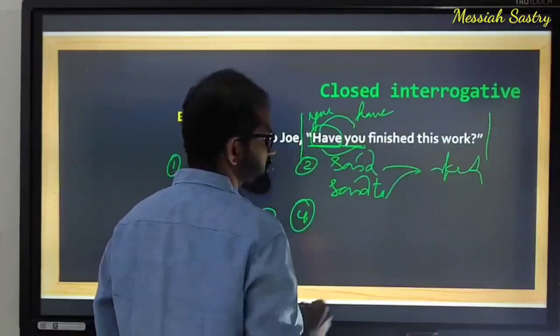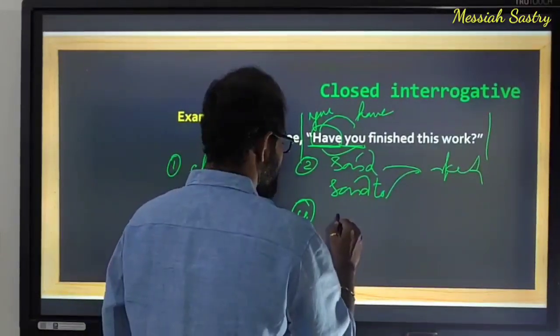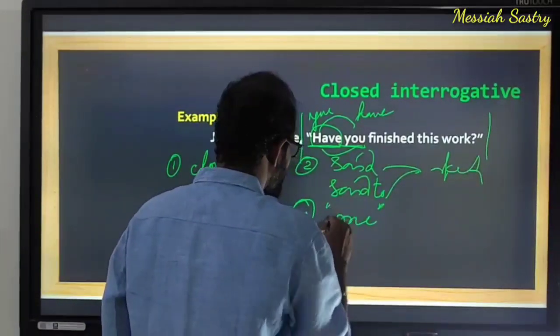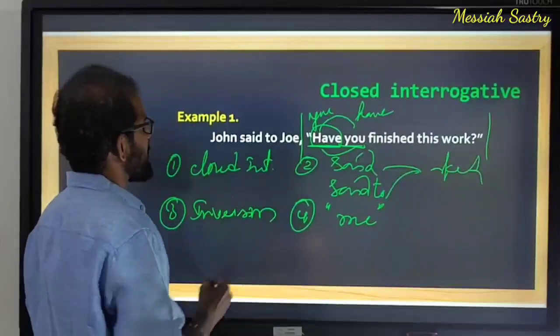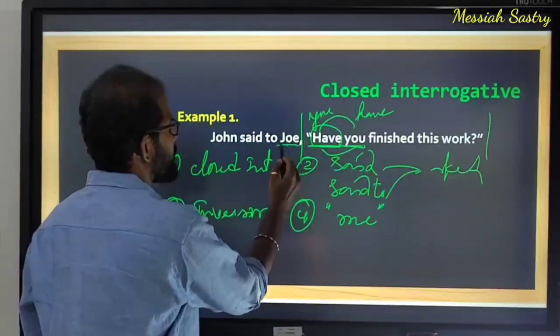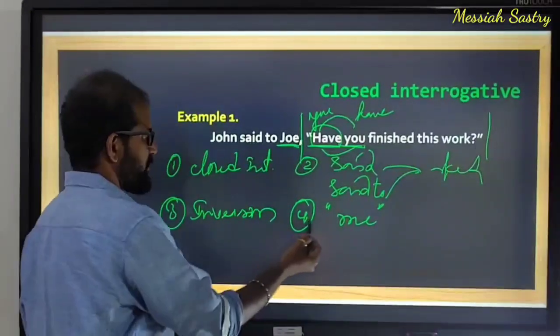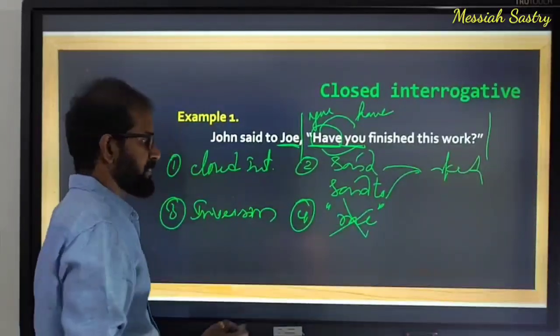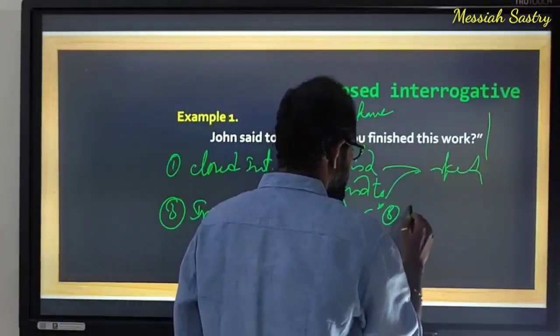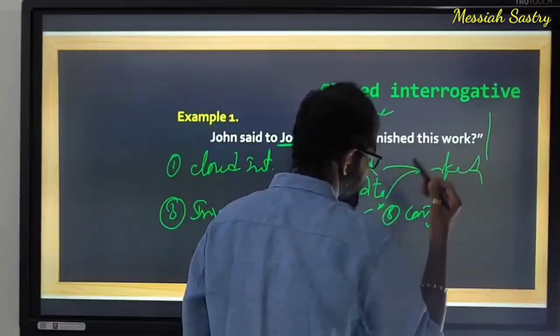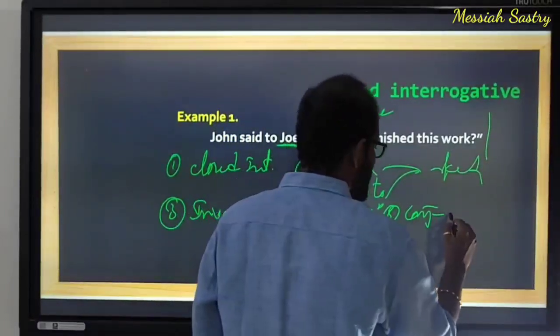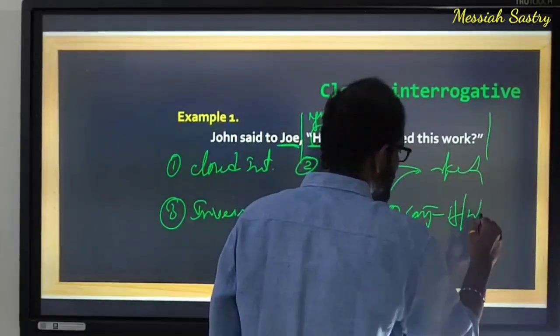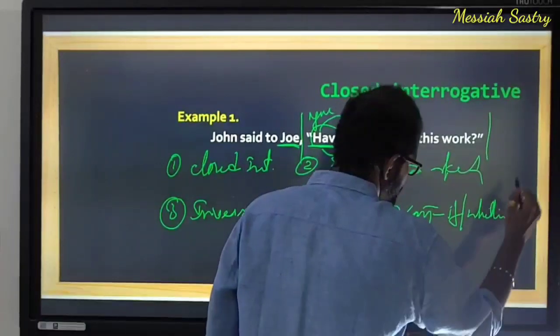Fourth point, use me if there is no listener. Let us see whether there is a listener or not. John said to Joe, so there is a listener, and we don't use me. Fifth point, the conjunction. What conjunction do we use? If or whether.